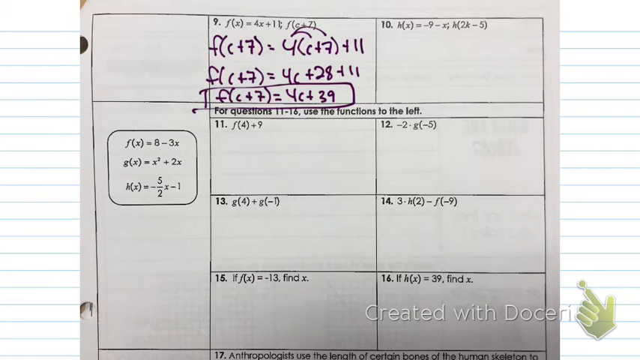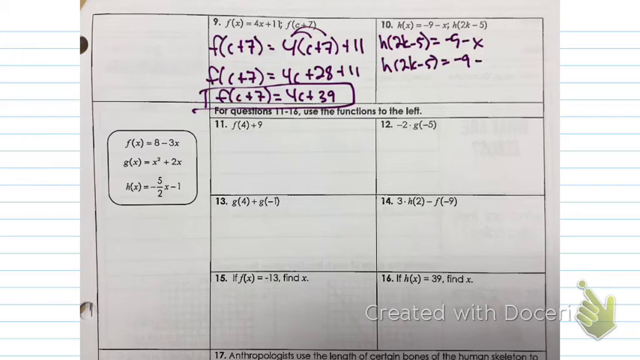Okay, so try number 10 out on your own. It's similar. If I'm looking at h of 2k minus 5, Jack, what's going in for x? Which one?